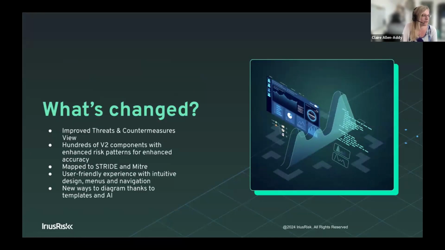what we'll cover here. So threats and countermeasures, there's been quite a change up on the view. We've now got hundreds of V2 components. They've got enhanced risk patterns, so that gives you greater accuracy. And they've also been mapped to STRIDE LM and MITRE frameworks. And then just generally speaking, we've wanted to make a more logical navigation, a better UI, a better experience overall. And hopefully you'll see that in just a second.